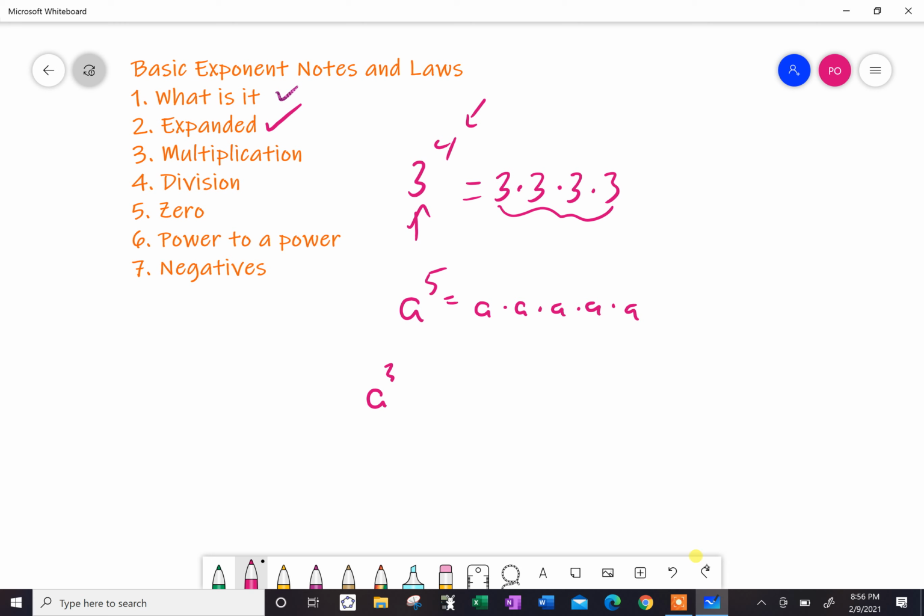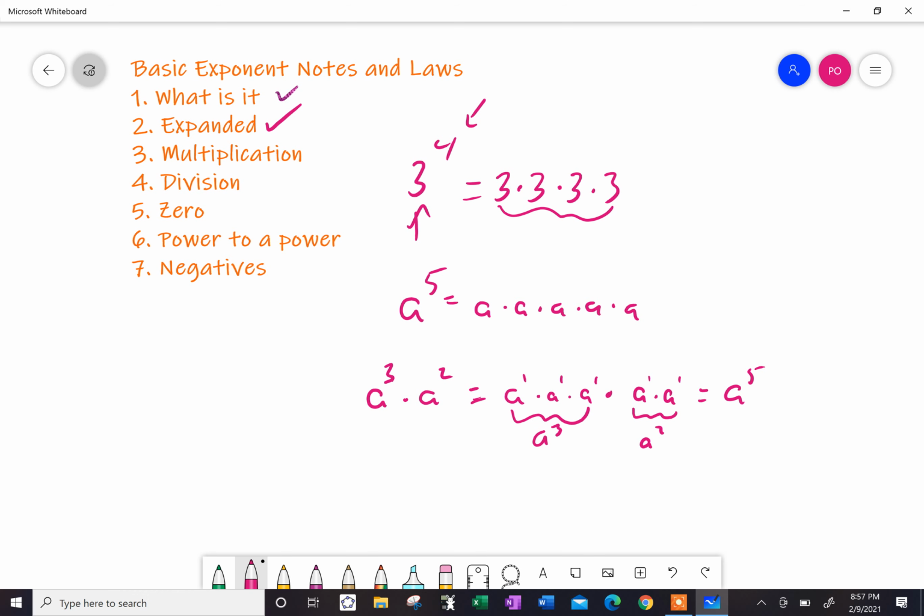Now, what if we had something like this? What's A cubed times A squared? Well, A cubed would look like this. A times A times A. That is my A cubed. Times A squared. A times A. Well, now if we work backwards, we can say, well, what is this put all together? Well, I have 1, 2, 3, 4, 5. So it becomes A to the 5th.